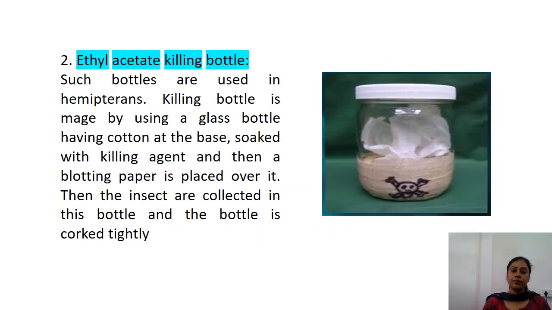The second type of killing bottle is the ethyl acetate killing bottle. Such bottles are used for hemipterans. The killing bottle is made by using a glass bottle having cotton at the base soaked in killing agent, and then a blotting paper is placed over it. Then the insects are collected in this bottle and the bottle is corked tightly.